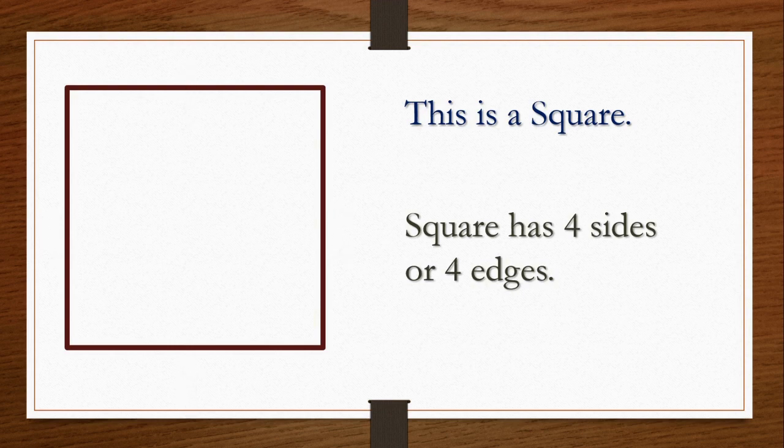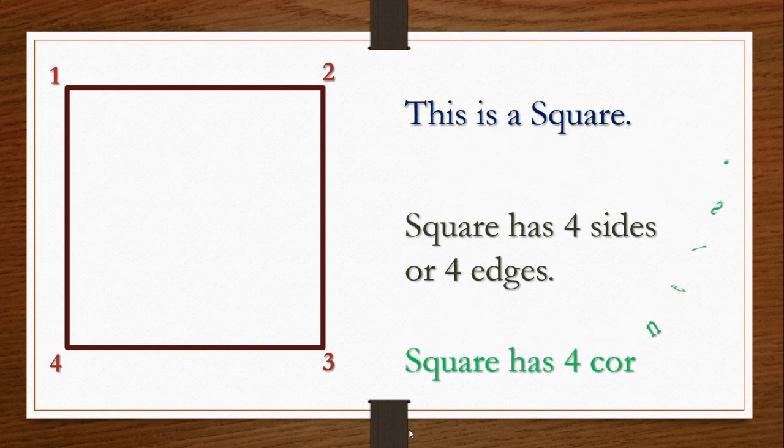Now we will take this out. Come on, tell me now how many corners you can see for this square. Yes. 1, 2, 3 and this is 4. Again, this square also has 4 corners. Right? We will write square has 4 corners.